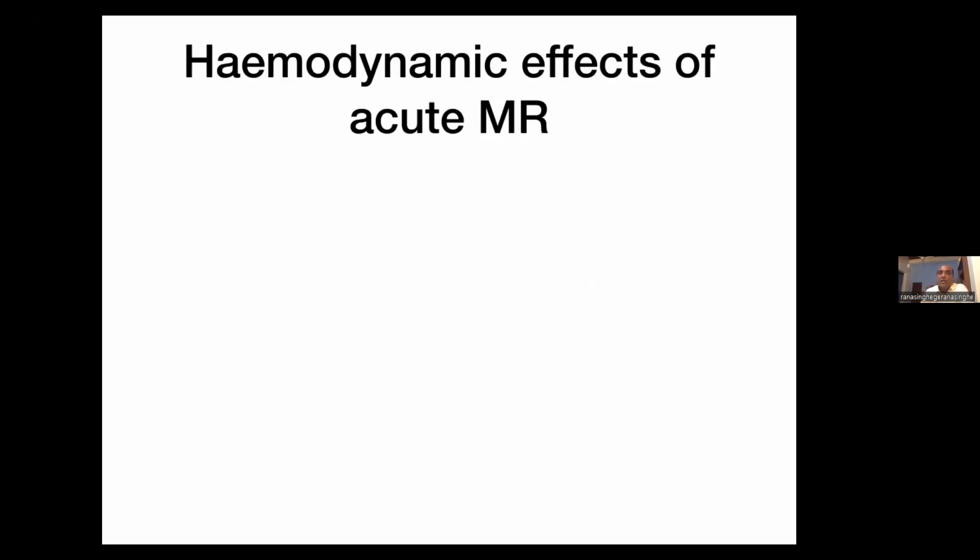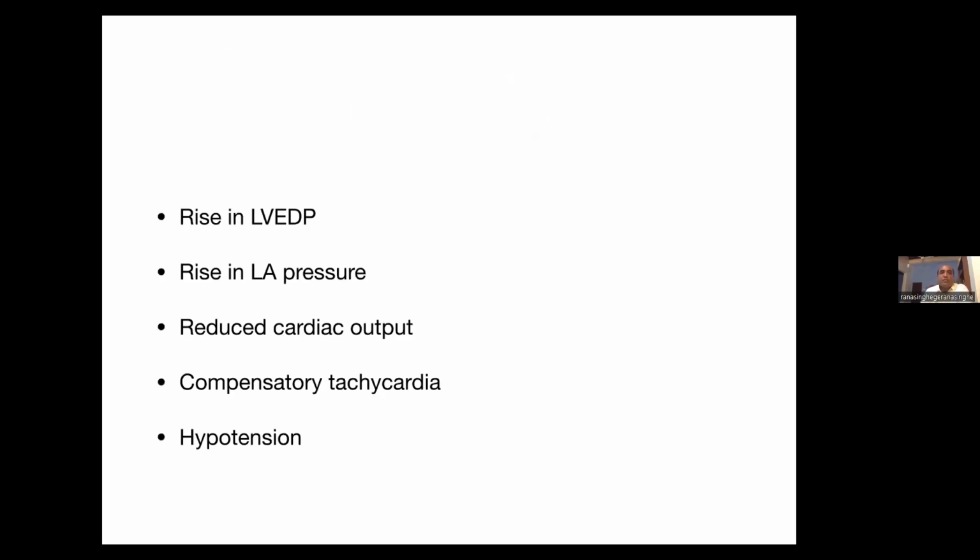So now you know what acute MR is, you know the etiologies of acute MR, and what the hemodynamic effects of acute MR are. Because of the acute mitral regurgitation, there's a rise in LV-EDP, left ventricular end diastolic pressure, and a rise in LA pressure because LV-EDP is equivalent to LA pressure. And there's a reduced cardiac output because a lot of blood is regurgitating into the left atrium rather than going through the aortic valve. Because of that, there's a compensatory tachycardia, trying to improve the cardiac output. And the patient is hypotensive, obviously, because of the acute MR.